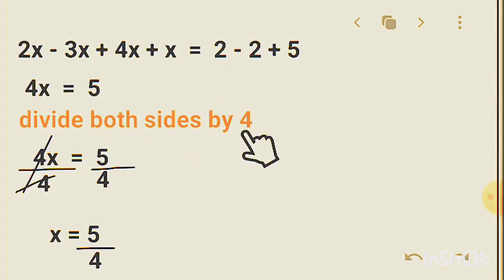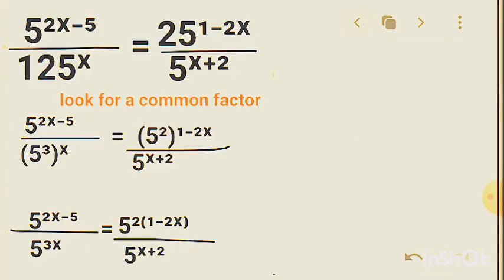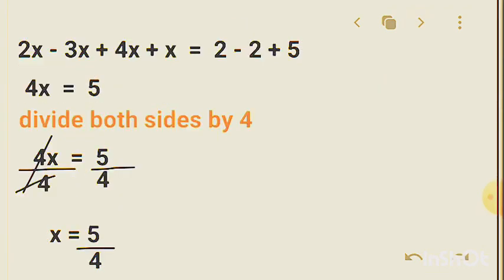Now we divide both sides by 4 to get the value of x. And 4 divided by 4 is 1. 4 will cancel out, and we have 5 over 4. So the value of x is 5 over 4. So for this equation that is looking very difficult, the value of x is 5 over 4.